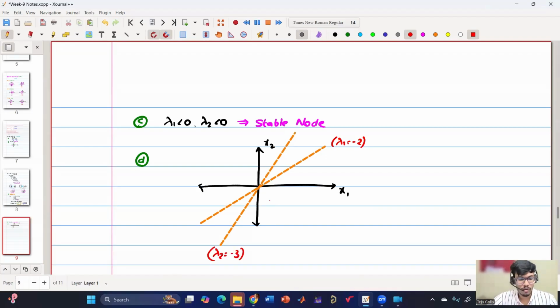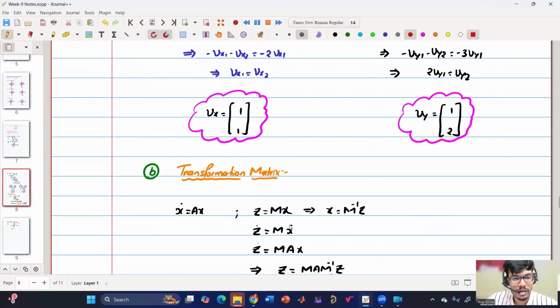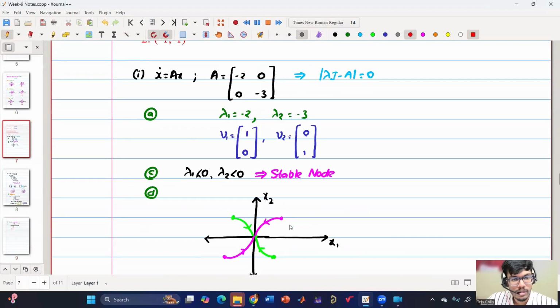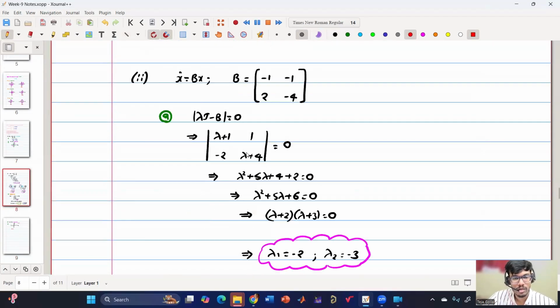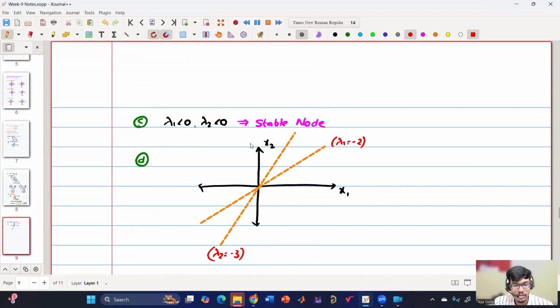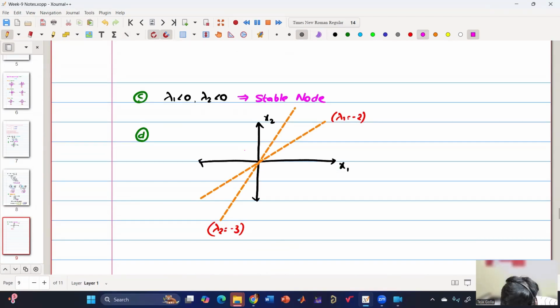Okay. So now we are considering 2 points. One is (1, 1). Another point is (-1, -1). So (1, 1) is lying over here. So (1, 1) will be on this somewhere here. And (-1, -1) will be somewhere here. So now, or maybe I'll use black color. Then we can see black color. Yeah. So how will the trajectory go?